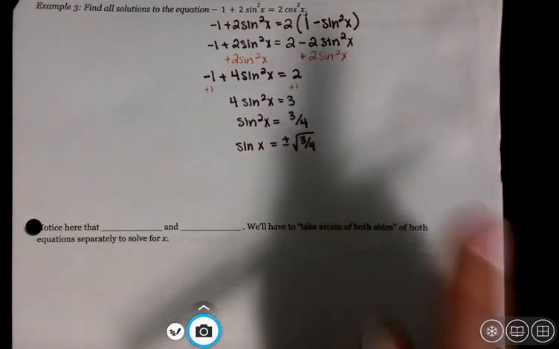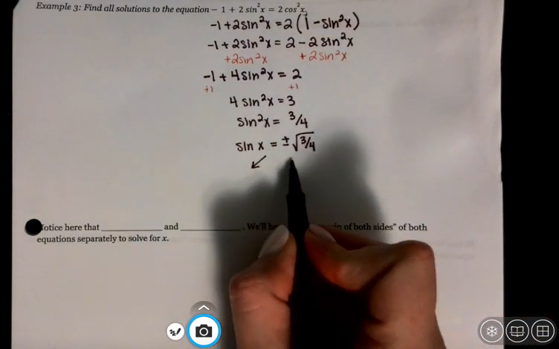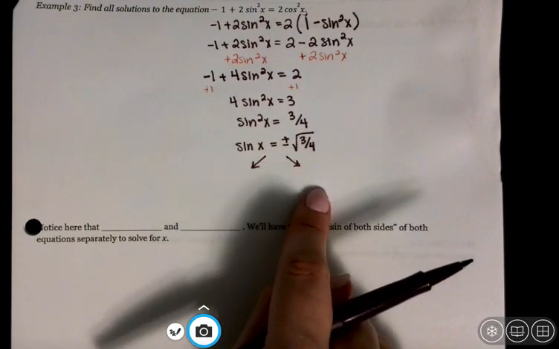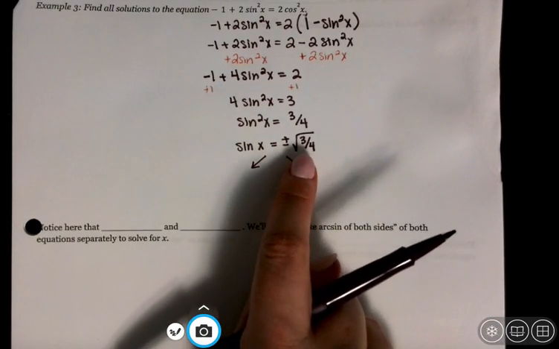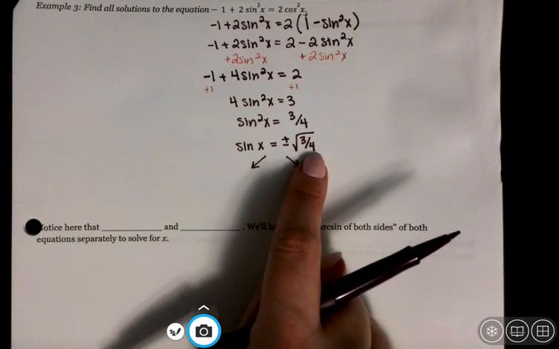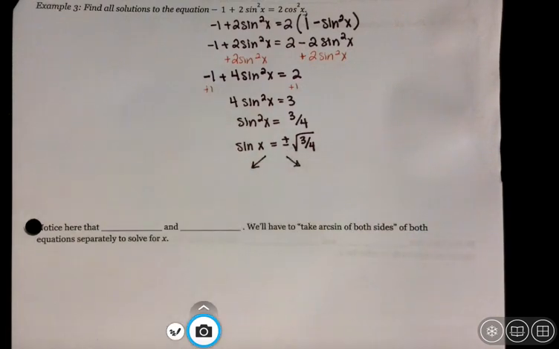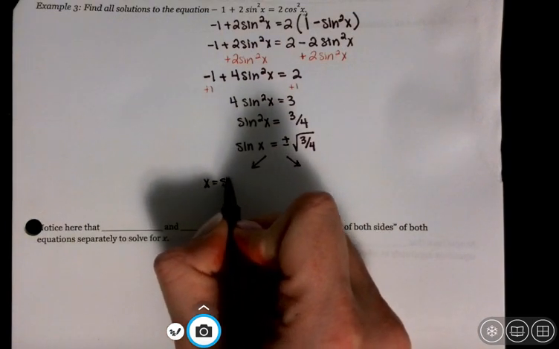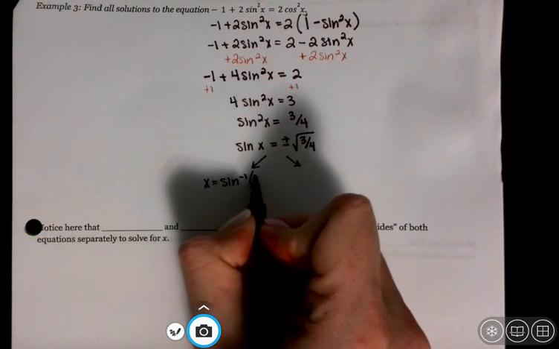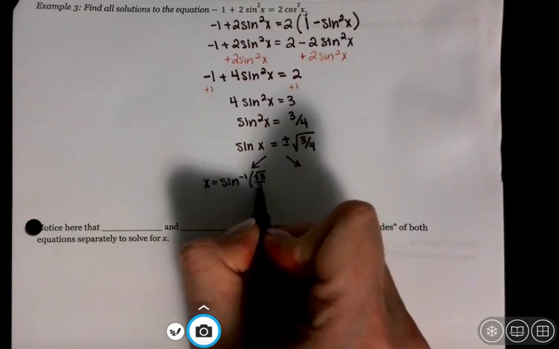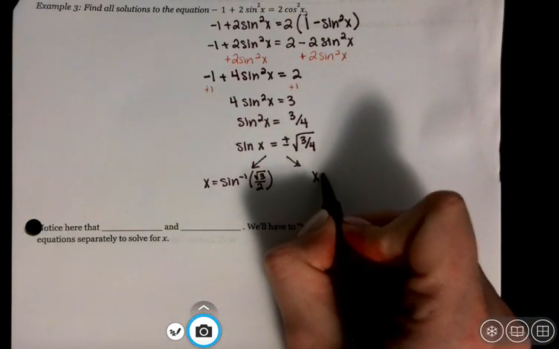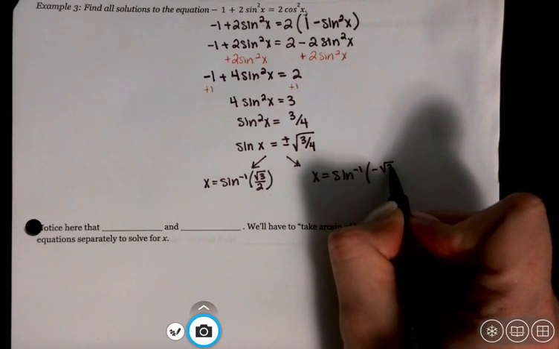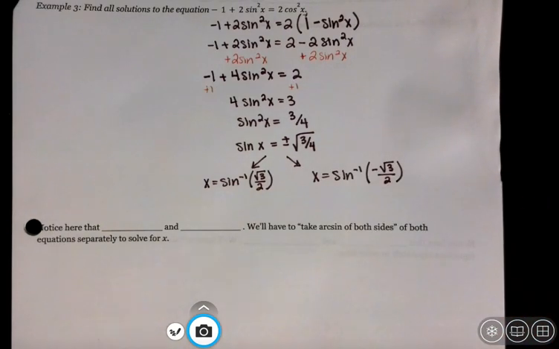So I am going to split these, and when I split them, one positive, one negative, I'm going to rewrite it as the square root of 3 over 2, because that's how we change the square root of 4 into 2. So I take the arc sine on both sides, so I get x equals arc sine of, I'm going to do the positive version over here, so square root of 3 over 2. On this side, I'm going to do x equals arc sine of negative square root of 3 over 2.